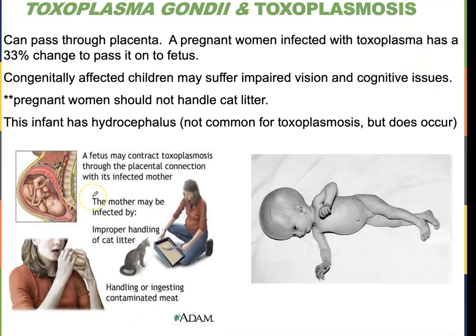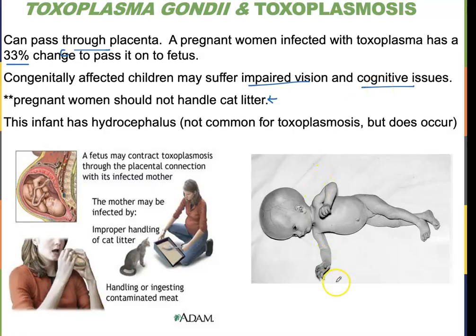In terms of mother and fetus, it can pass through the placenta. So a pregnant woman should never handle cat litter, right? Never do that. If a woman gets infected during pregnancy, there's a 33% chance that it can pass on to the fetus. If it does, the children may suffer impaired vision and cognitive issues, again, central nervous system.